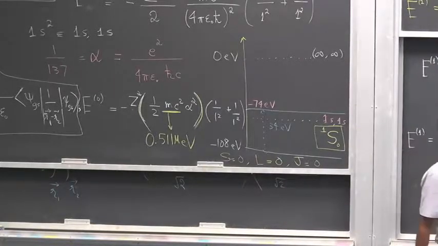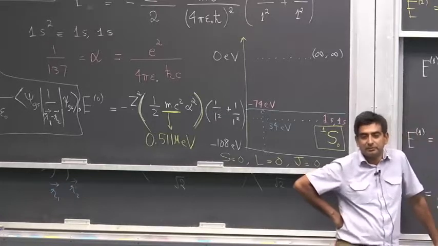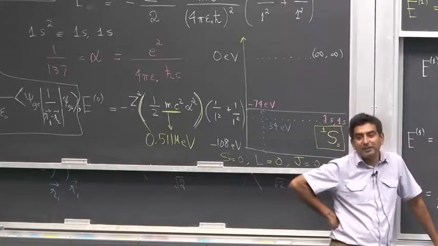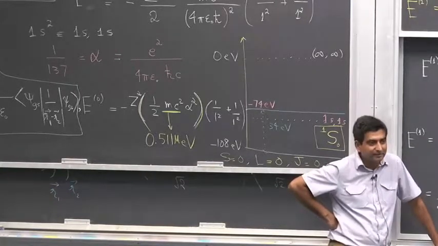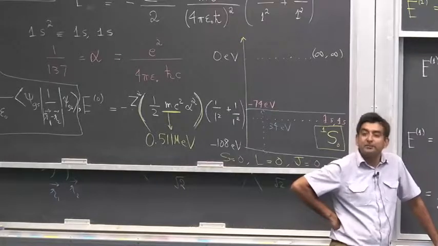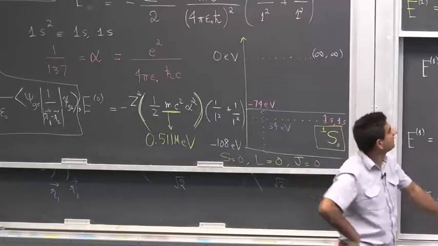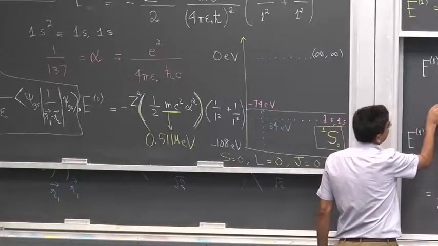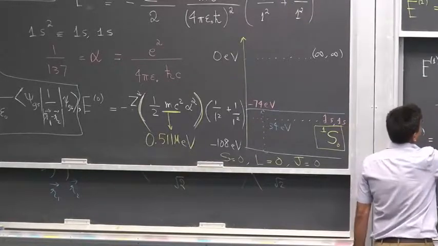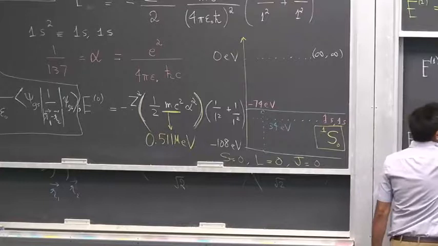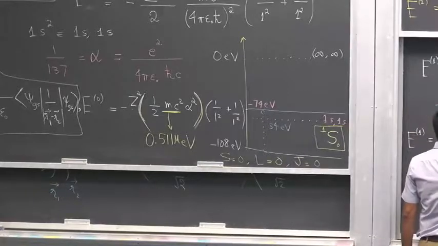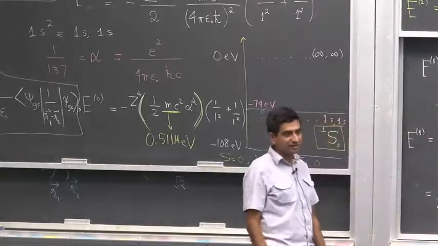What is this thing physically? What is this inner product modulus squared? Right, and you take the modulus, what does it mean? It's a probability. It's the probability of finding an electron in the ground state at a position r1. It's the probability density. Okay? Now you multiply this with minus e. You multiply minus e with this thing. You get the charge density of one of the electrons at position r1. Okay, this is the charge density.